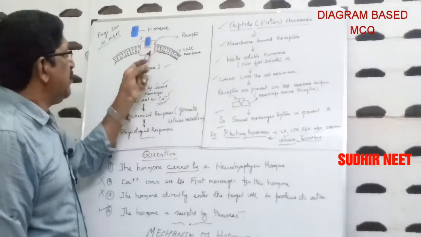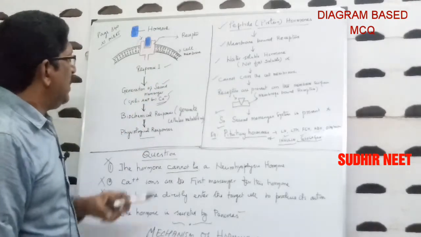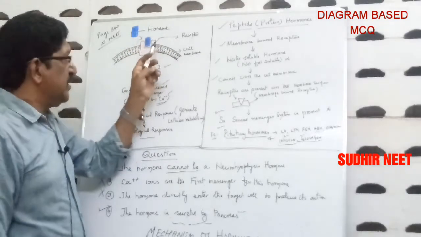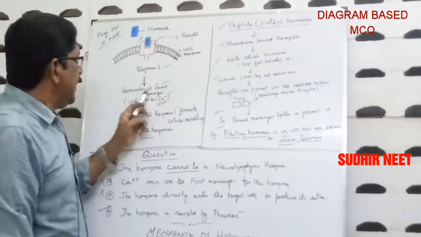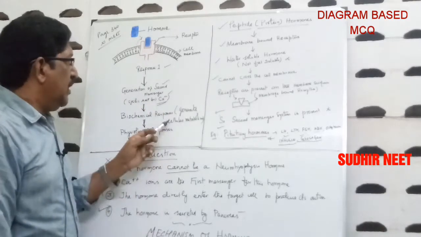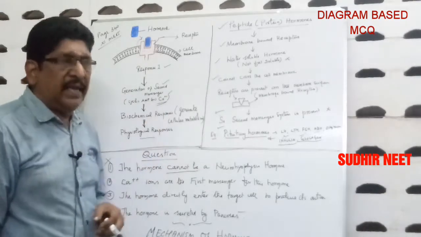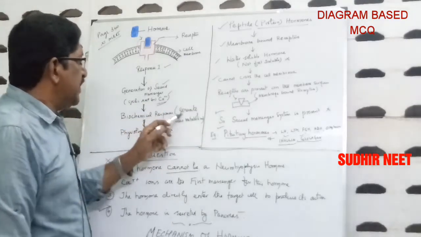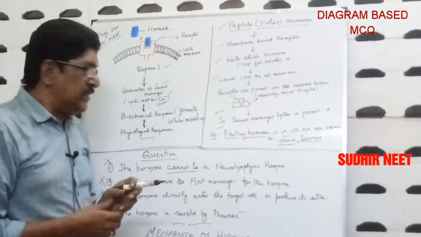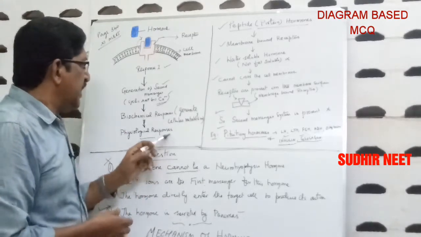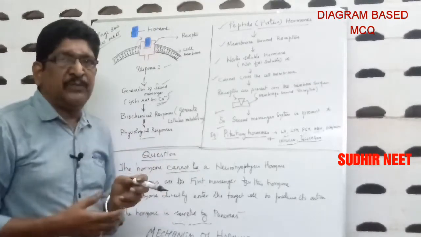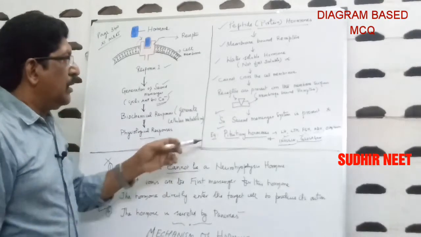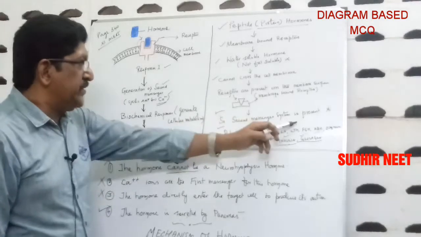The receptors are present on the surface of the membrane, and then it forms the hormone receptor complex on the surface and then enters to generate the second messenger system, calcium ions or cyclic AMP, and then they form the biochemical responses to generate cellular metabolism in the cell, and finally it produces the needed physiological responses based on the hormone. So a second messenger system is present.